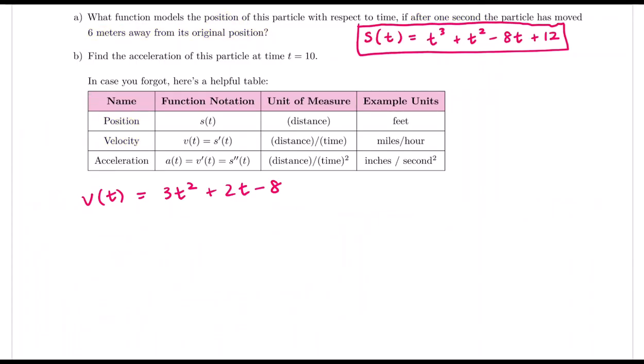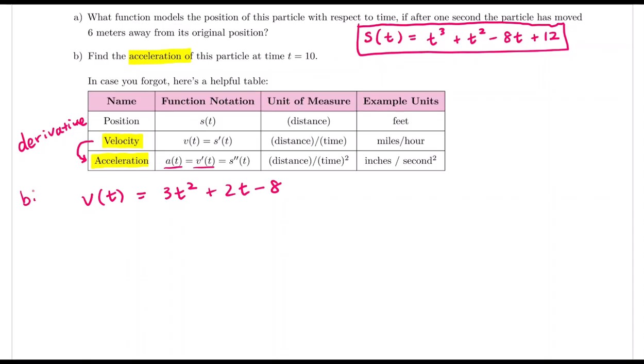Part B says, find the acceleration of this particle at time t equals 10. And again, as a reminder, we have this handy table. We're starting out with the velocity function, and it's asking us to find the acceleration. So if you look here using function notation, the acceleration is equal to the derivative of the velocity function. So to go from velocity to acceleration, we need to take a regular derivative.